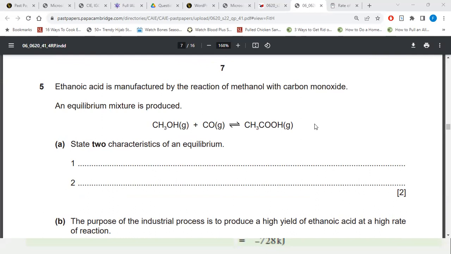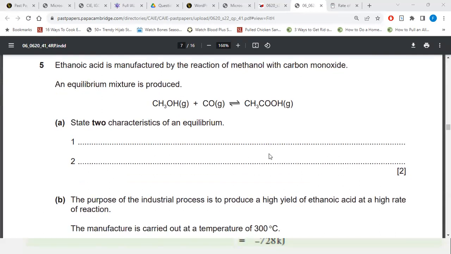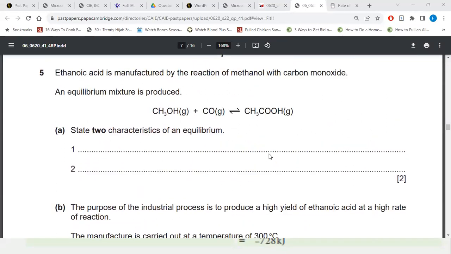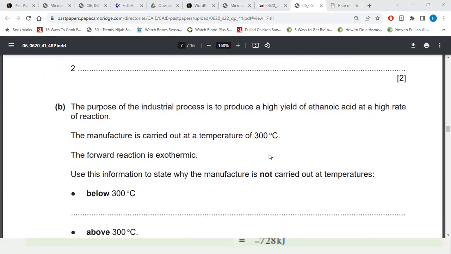Ethanoic acid is manufactured by the reaction of methanol with carbon dioxide. An equilibrium mixture is produced. State two characteristics of an equilibrium. The rate of the forward reaction is equal to the rate of the backward reaction, and the concentration of reactant and product remains the same. Will be constant. Okay.